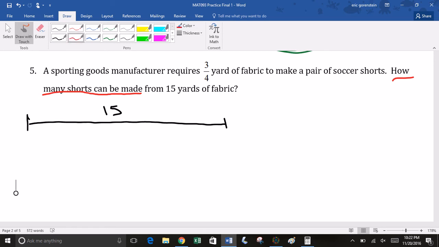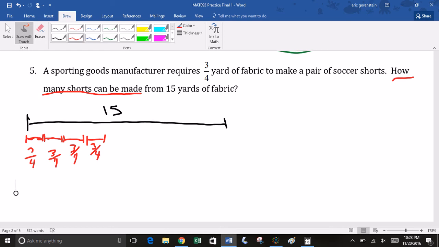So let's say there's 3/4, and there's another. Sorry, it's a little difficult to draw on the screen. There's another 3/4, and there's another 3/4. So the question is, how many are there? How many 3/4 can we get out of the total of 15? The total of 15 yards.